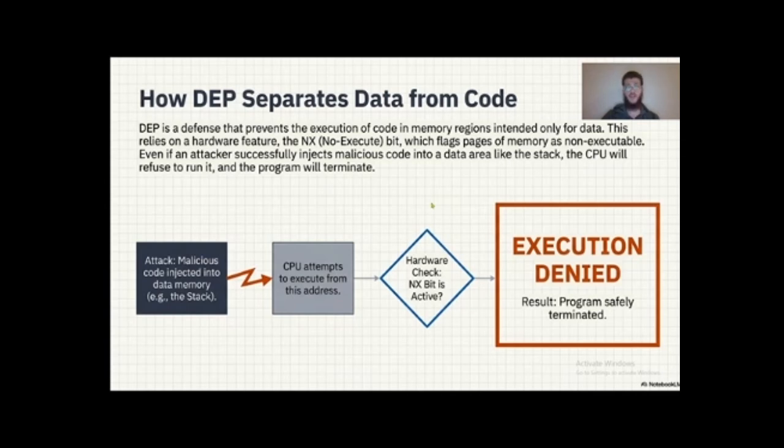Here is the flow when an attacker tries to inject malicious code. First thing, attack phase. The attacker injects malicious code into a data memory area, typically the stack. Next, execution attempt. The CPU tries to execute code from this address. Next, hardware check. The CPU checks if the NX bit is active for this memory page.